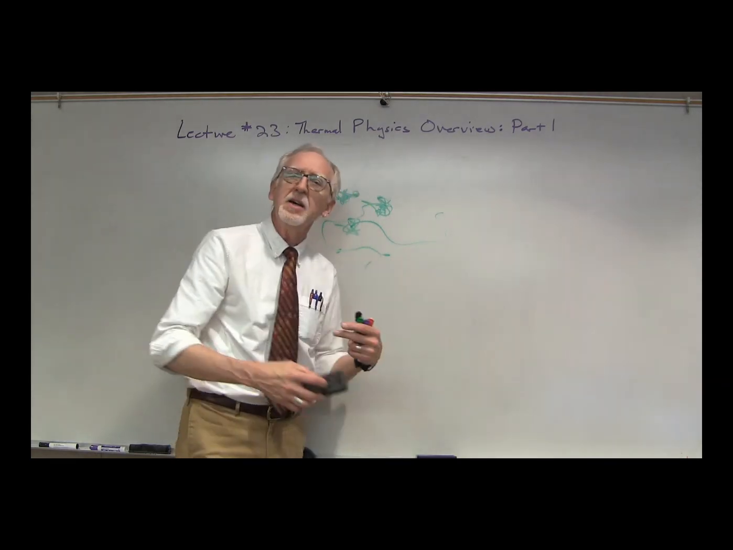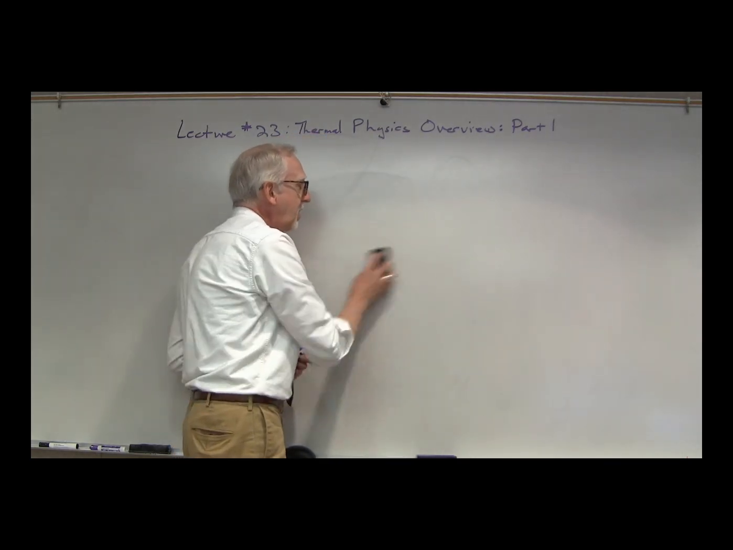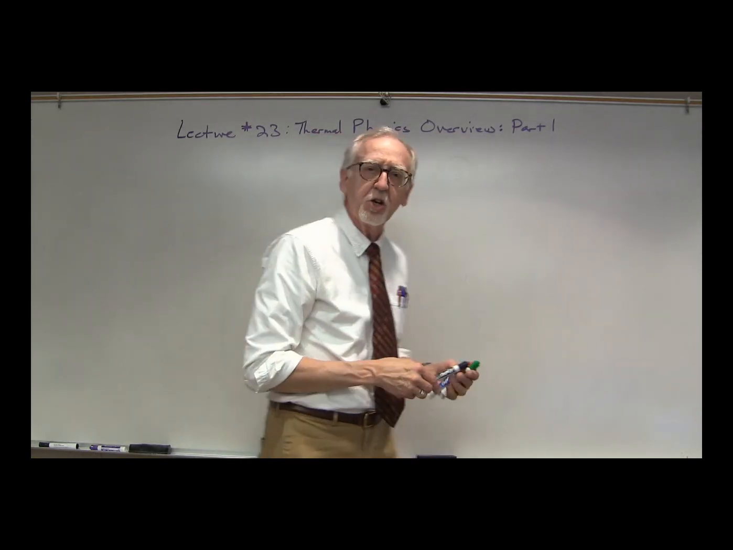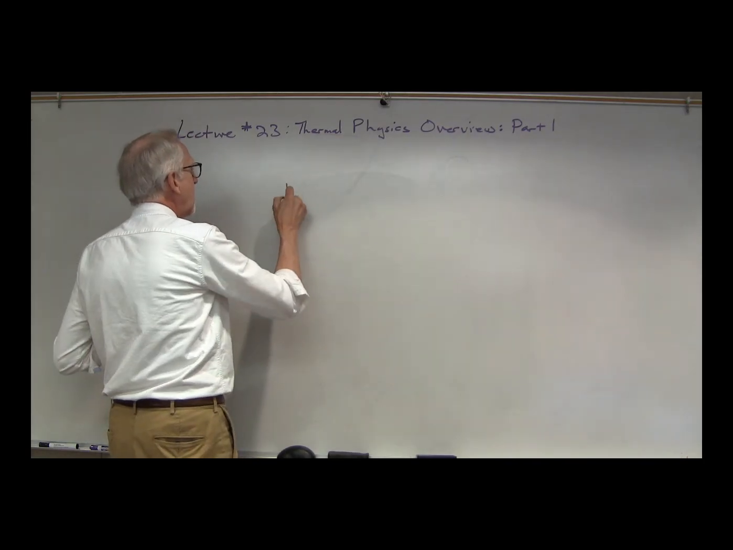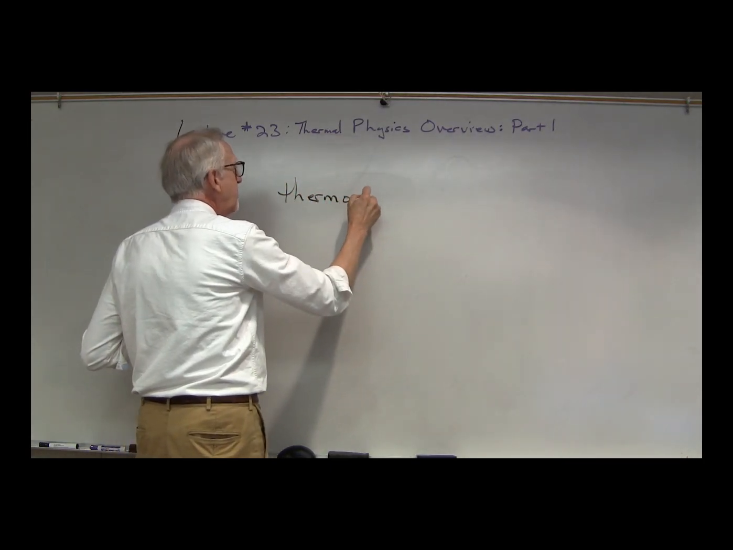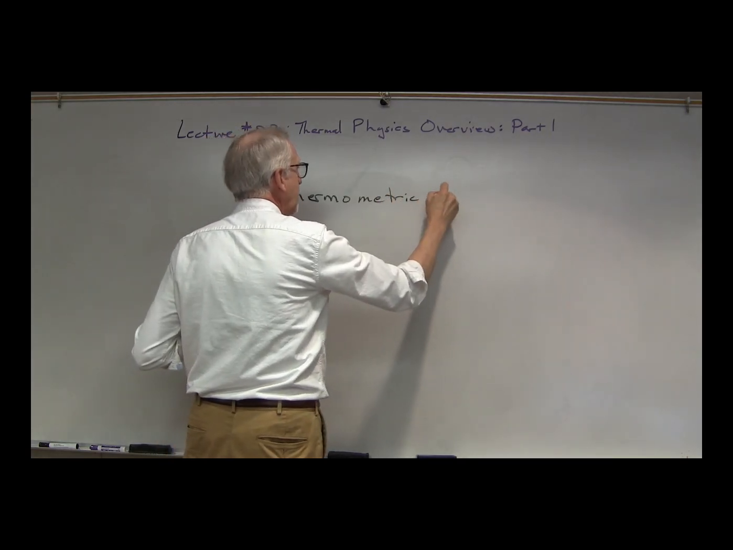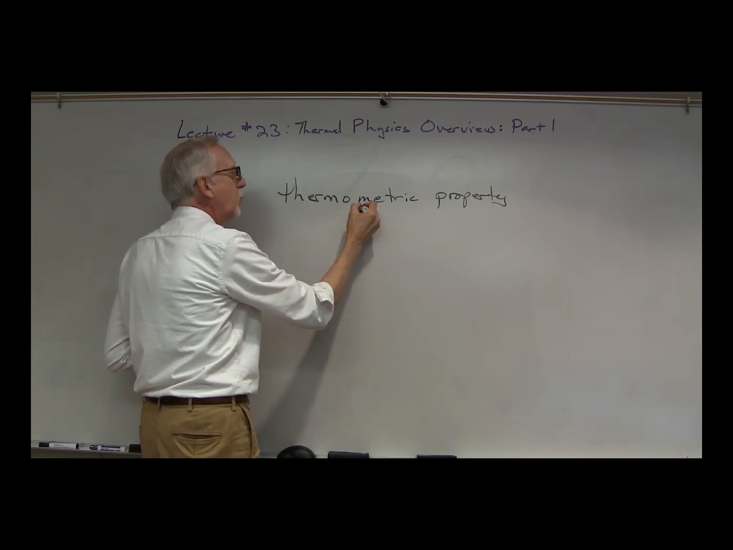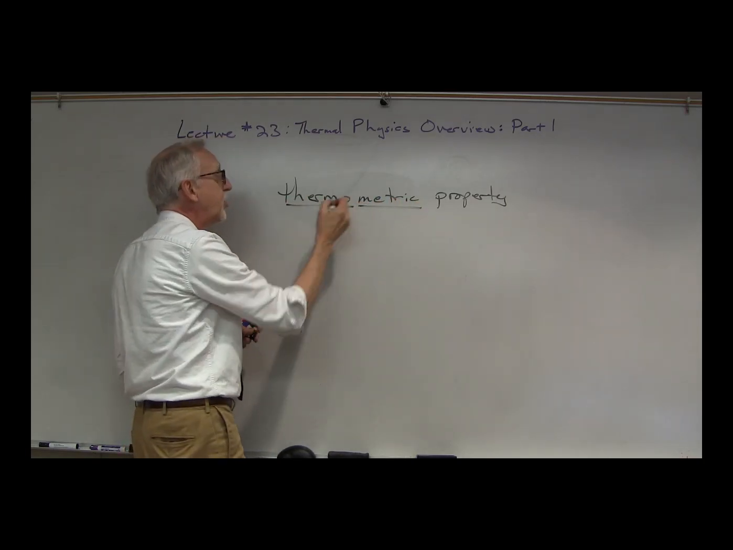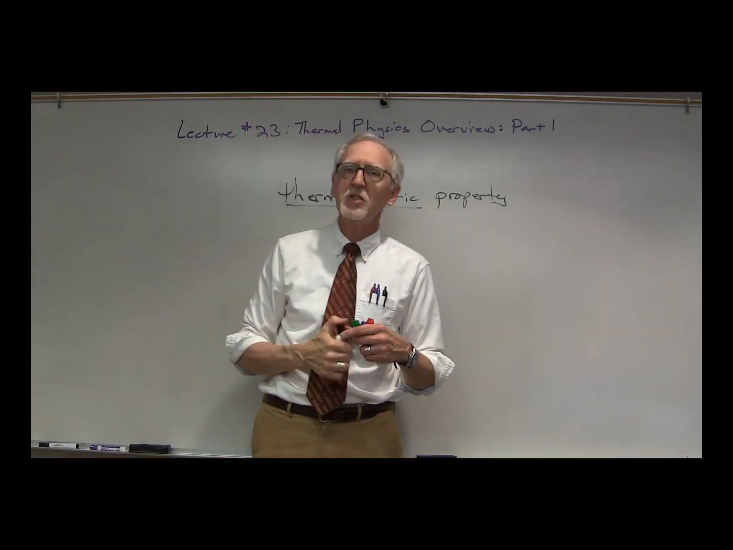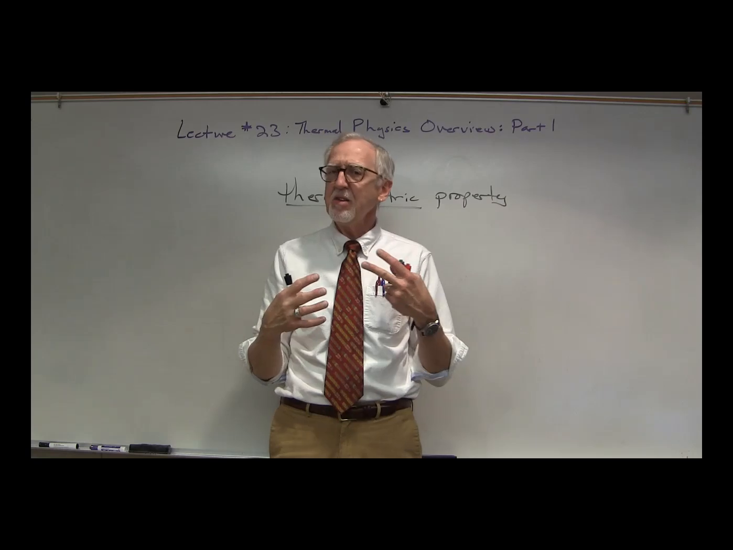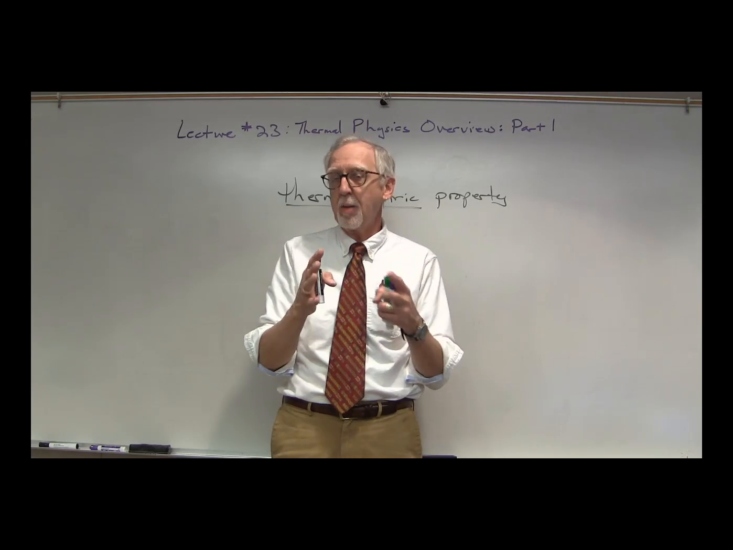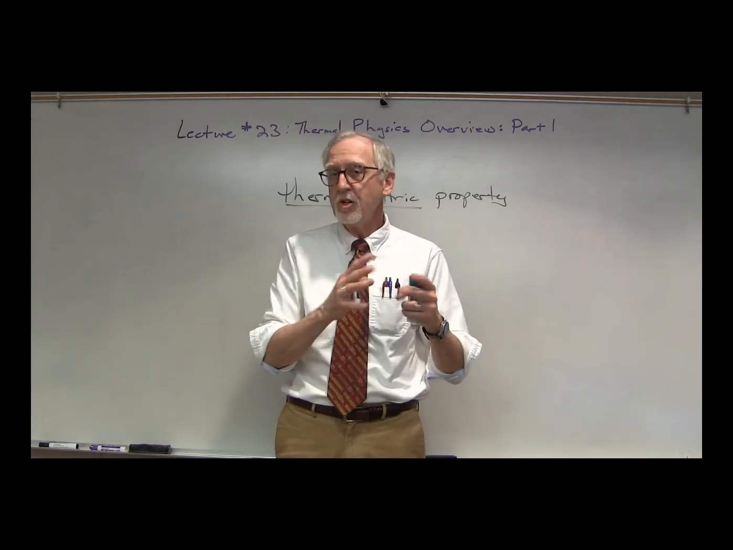Well, what we need to do is find some kind of property of a system or of a material that changes with the temperature. This is called a thermometric property. In other words, it's a property that we can use to measure the temperature of the object. So this is a property of the object that changes with the temperature. And then we use whatever the value of this property is to assign a temperature to the object.